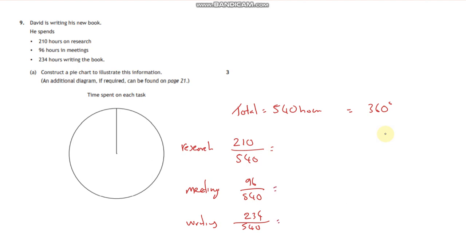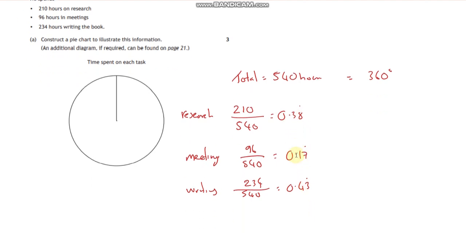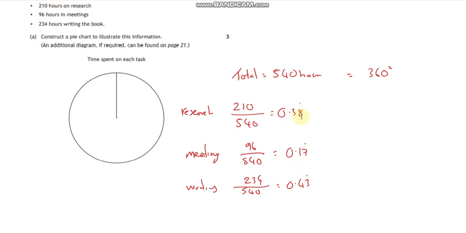So if I say 210 divided by 540, that gives me 0.388888, and 96 divided by 540 gives me 0.1777, and 234 divided by 540 gives me 0.4333. So that's like your percentage almost. That's like 39%, 17%, 43%. But what good is that for me? How do I get that into degrees?